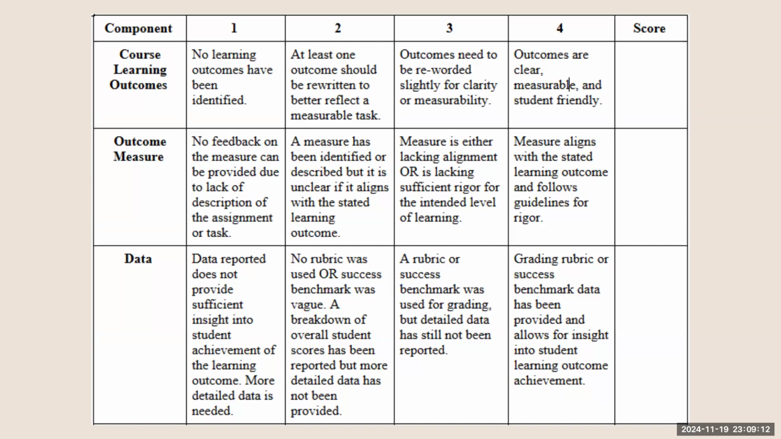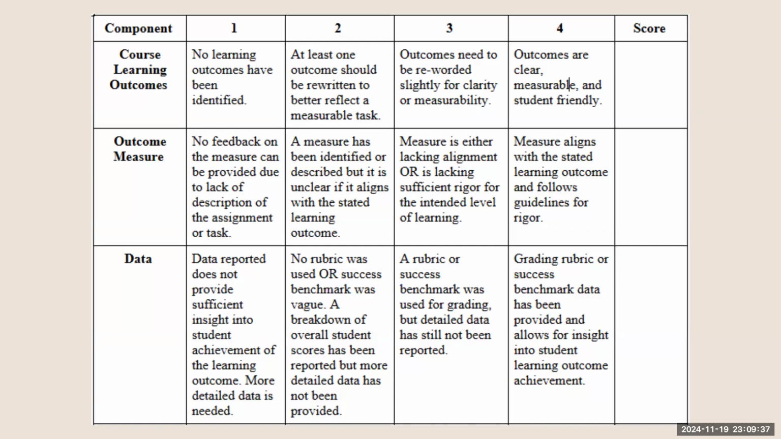In that latter case, probably can't do anything about the writing. But by and large, as we'll see later, our course learning outcomes have been pretty solid. The next is our outcome measure. Your outcome measure is like your assignment, the thing that you utilize to assess that outcome. If your outcome is, my student will interpret a variety of print and digital sources, what assignment are you utilizing to assess how students are able to do that?